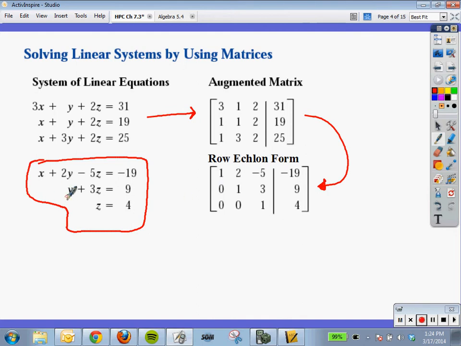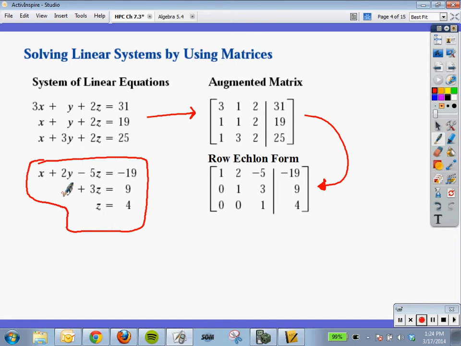Okay? So you can see here that there's no x in the third row here. There's no x and no y value there. So that's like saying a 0x plus 0y plus 1z equals 4. So that's why here in the third row of the row echelon form we have a 1 and a 4.